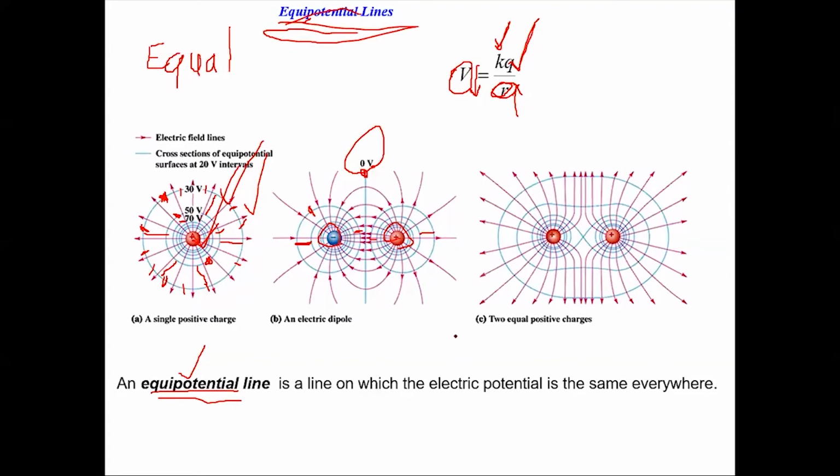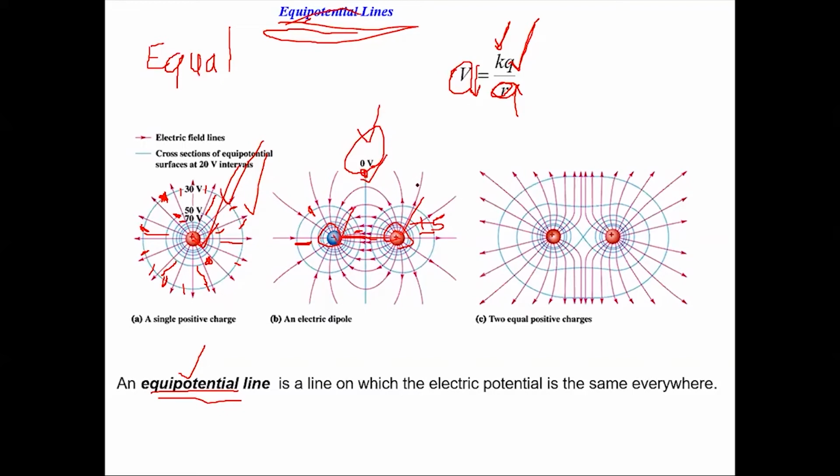So if they have different charges, then they won't be... equipotential? It will be, but this distance might be different. Right now I'm assuming these charges are exactly the same. So that's why this vertical line is right in the middle, the same distance from either side. But if you have, let's say, plus five charge here and minus three here, then this might not be exactly in the middle. It will be there, but it might not be exactly in the middle.